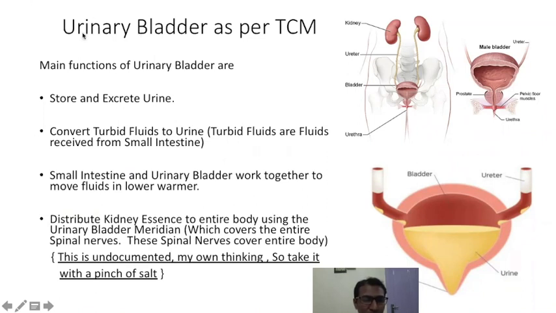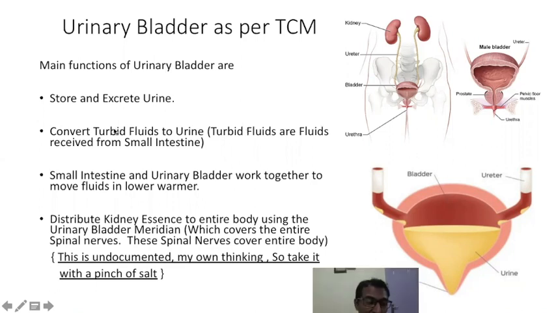So what is the urinary bladder? It stores and excretes urine, and it is not only doing that. The urinary bladder also converts the turbid fluid into urine. It is very difficult to digest for those who only know allopathy. Generally what we know is that the kidney creates urine and it gets stored in the urinary bladder and it gets released, right? This is what we know.